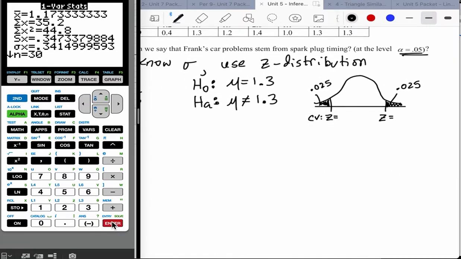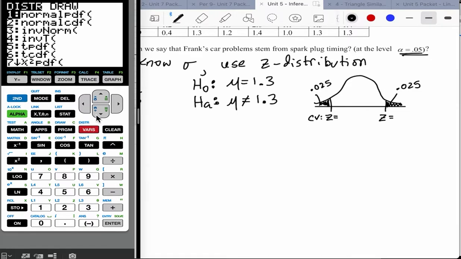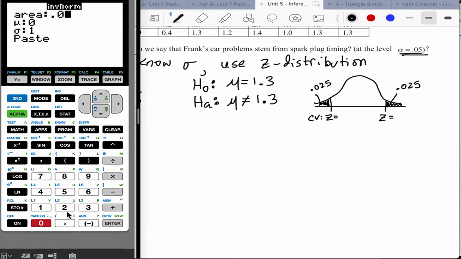All right. So I need critical values associated with the 0.025. So for that, we go into second vars, inverse norm, 0.025. All right, so negative 1.96 approximately.